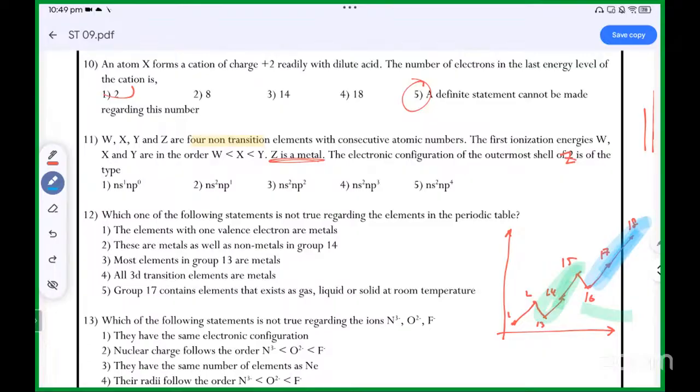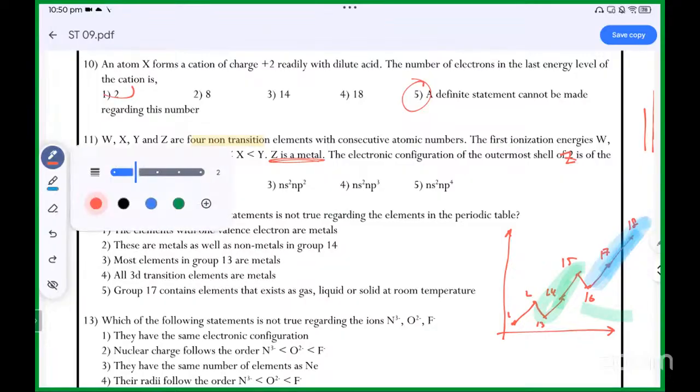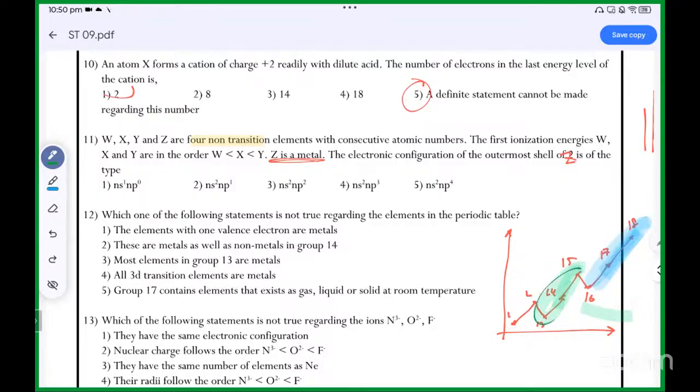But we have been given a hint. Z, that is the next one, is a metal. If Z is a metal, it definitely cannot be in the 16th group. In this set, W, X, Y, then Z should be the 16th group, but it cannot be, because we have been given it is a metal. The 16th group has oxygen, sulfur, selenium, tellurium and so on. Those are non-metals. Oxygen is a non-metal. Sulfur is also non-metal, right?